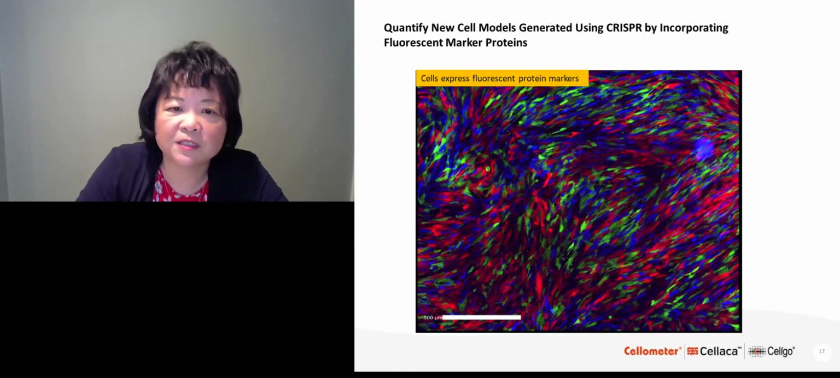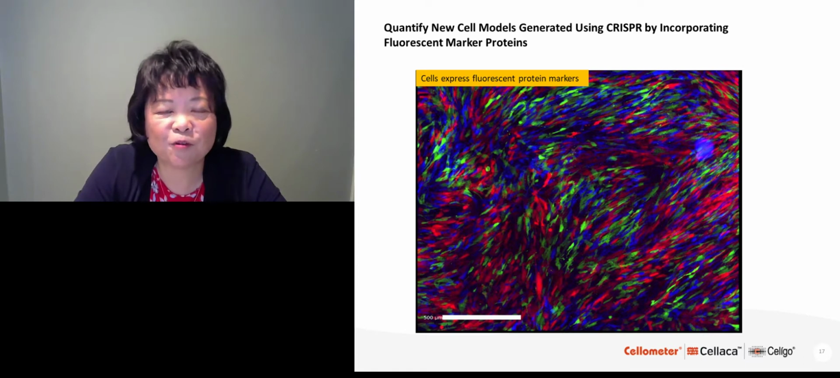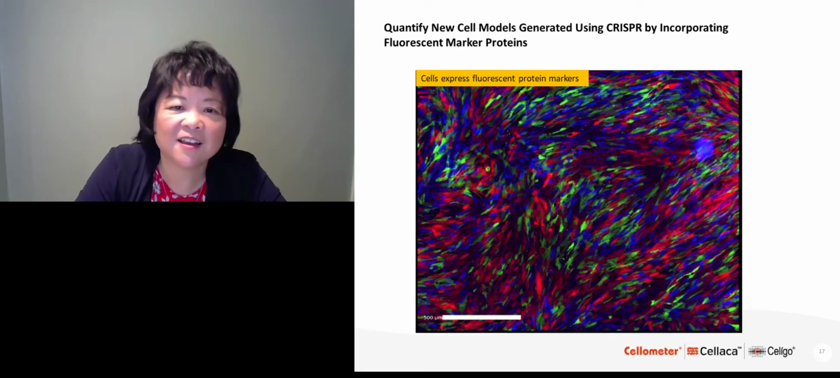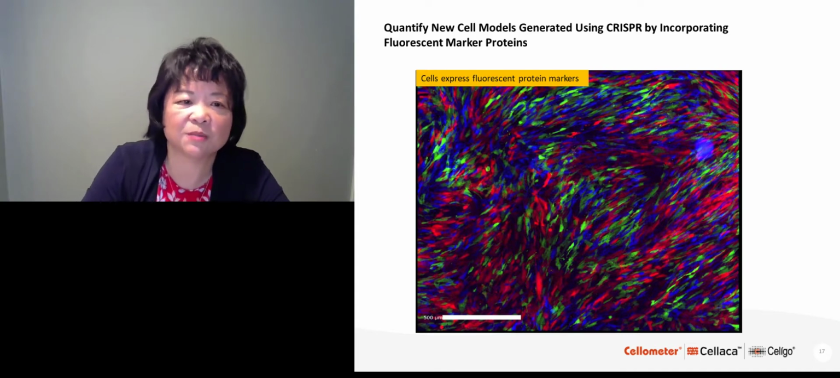This is a beautiful picture. What it really tells us is that many different fluorescent proteins are utilized as markers, as a toolkit for CRISPR-based gene editing. And in this case, a population of cells are mixed together. We use these models for co-culture experiments.